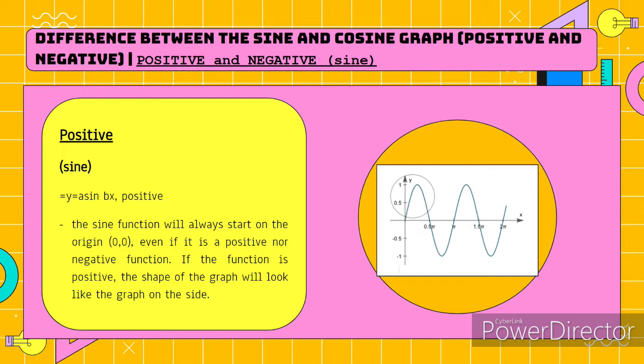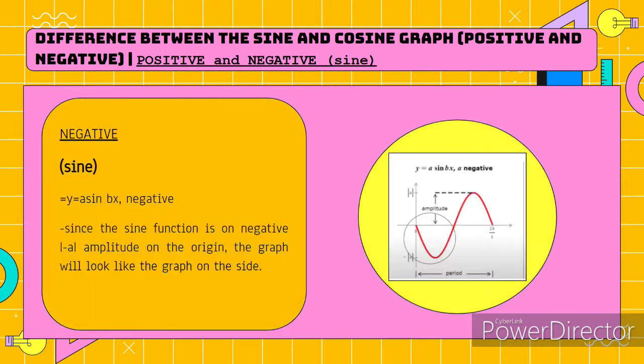Since the amplitude is on the positive side, the amplitude equals positive 1. Speaking of the positive sine, of course, there will be a negative sine graph. Since the sine function has a negative amplitude at the origin, the graph will look like the graph on the side. The wave from the origin goes below the midline, unlike the positive that goes above the midline.